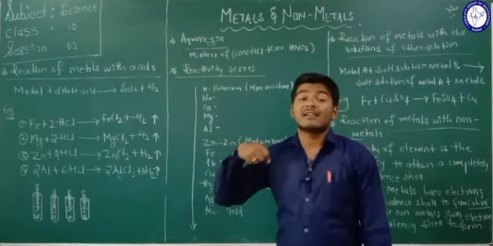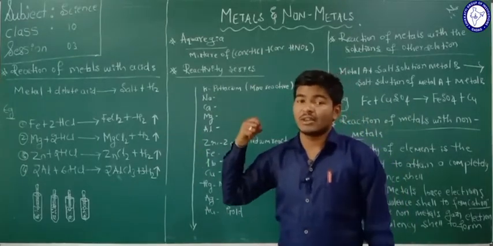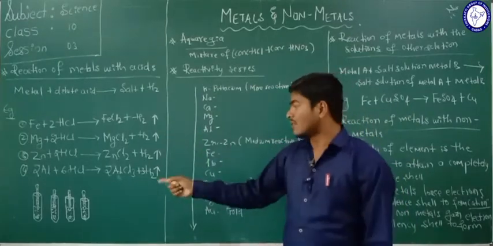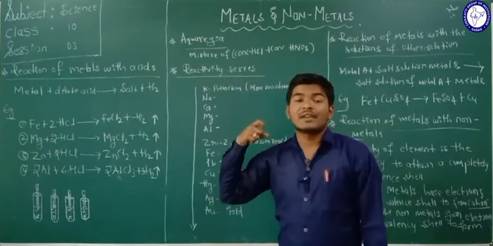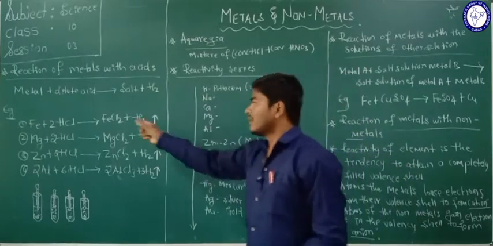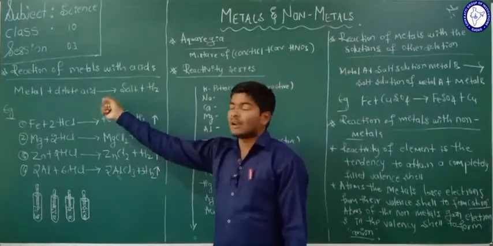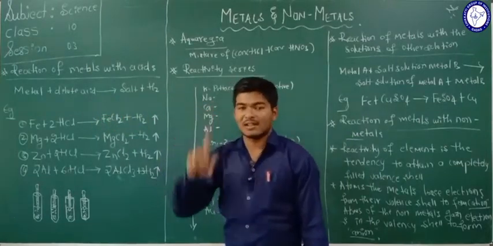So it reacts with the sulfuric acid. Copper doesn't react with the hydrochloric acid, but it can react with the sulfuric acid, that is concentrated H2SO4. It is one of the exceptions here. The metal copper doesn't react with dilute hydrochloric acid. It reacts with the sulfuric acid.